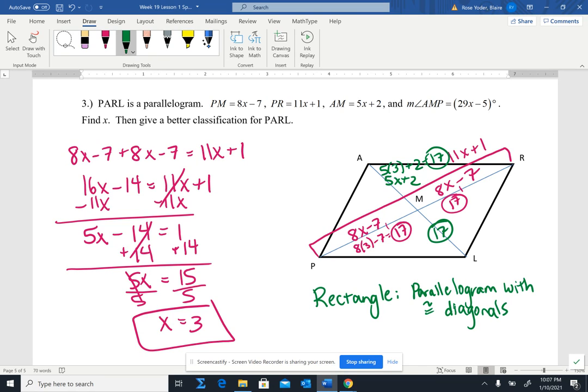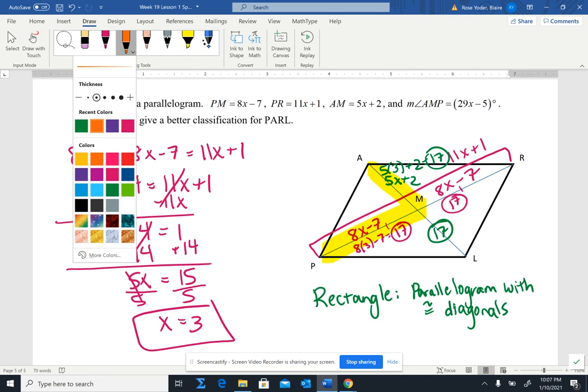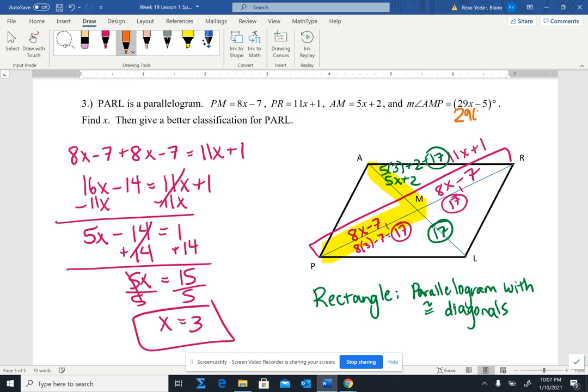Could it be the rectangle's kid, the square? So we need more information to find that out. So I gave you one more thing. I gave you angle AMP. So we also need to plug the 3 in for that expression that was given. There's a lot going on in this problem. If that angle's 90 degrees, then it makes it a rectangle and a rhombus, which would make it a square. If it's not 90 degrees, then it's not a square. So let's find out. 29 times 3 minus 5. Oh, it's 82 degrees. Not a rhombus, not a square.